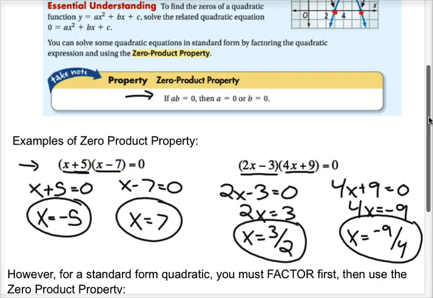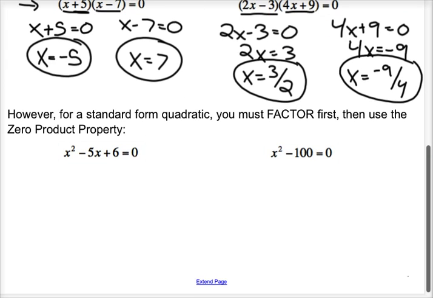Now, those are very idealized cases. Those are in a form you can already use the zero product property on. So I'm going to move on to some examples. What if I give you things that look like that? Now, those are what we normally think of quadratics as, and they're not in factored form. However, the good thing is we've spent 3 days reviewing factoring, and this is why. Because if you see a quadratic like this, you absolutely must factor it and then do the process that I just showed you.